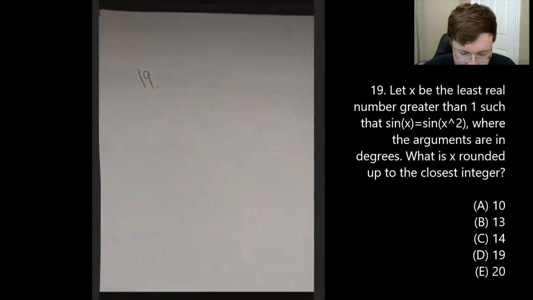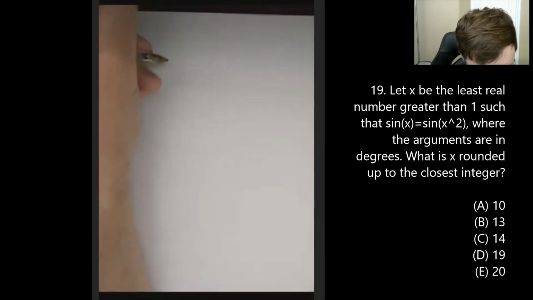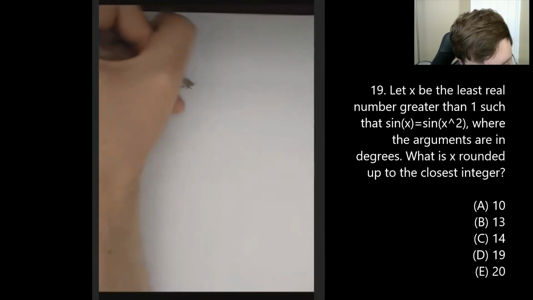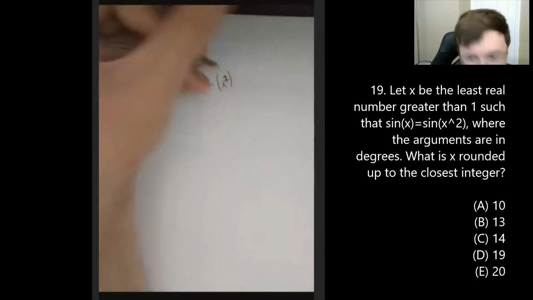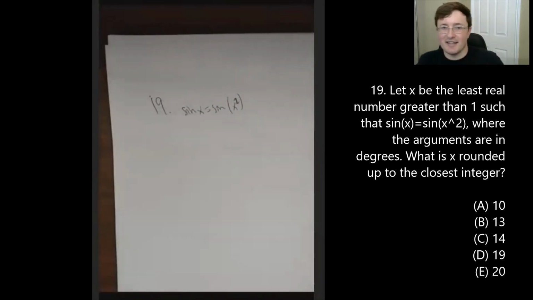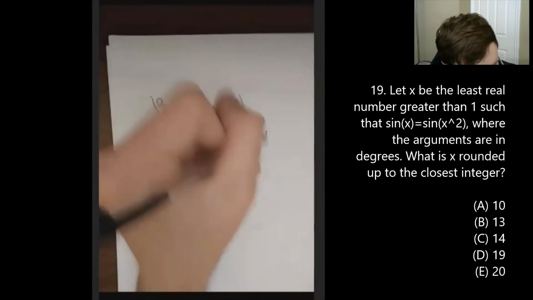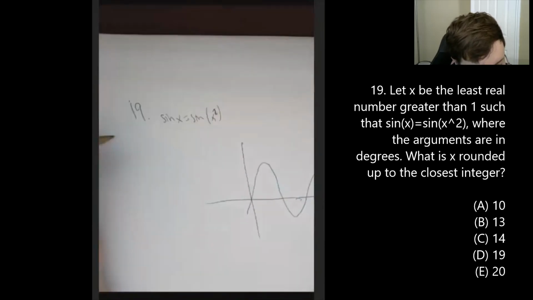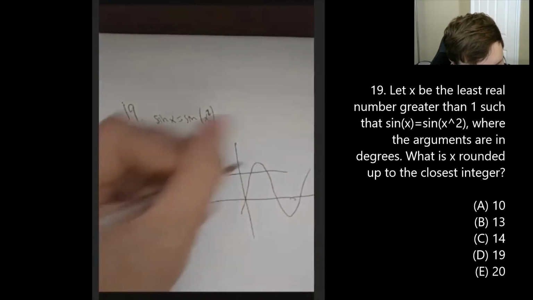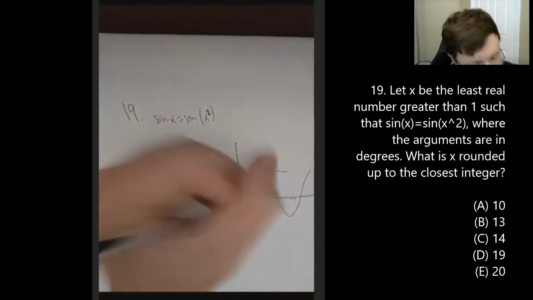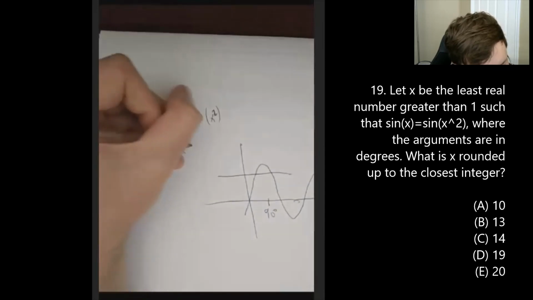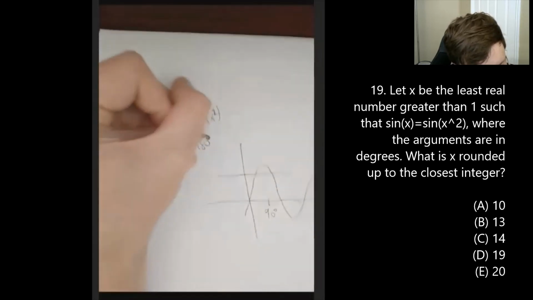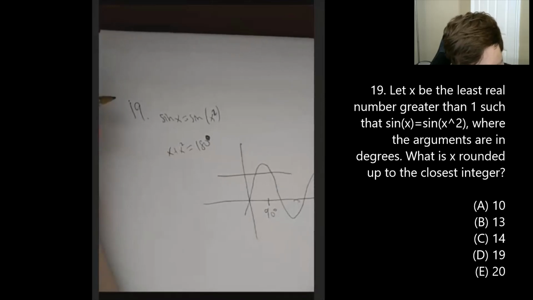Okay, x is the least real number greater than 1 such that sine x equals sine x squared, and the arguments are in degrees. Okay, 51 minutes. Yes, thank you. So two sines are equal. Here's the graph of sine x. The first place where they can be equal is if they're symmetric around 90 degrees. So x plus x squared equals 180. I think that's right.